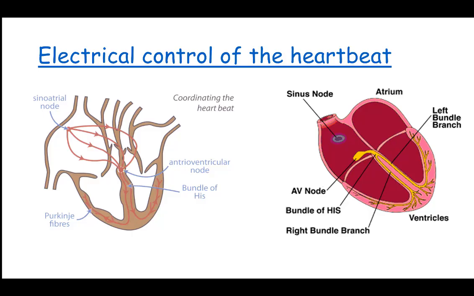Now this animation just shows what's happening then. If we look at the diagram on the right, we can see the SA node, which is just above the right atrium. It sends out the impulse and it spreads across the atria, and the atria contract. It then reaches the AV node, passes down the bundle of His, up the Purkinje fibres, and the ventricles contract. So across the atria, to the AV node, down the bundle of His, to the apex of the heart, up the Purkinje fibres, and then it spreads over the ventricles and the ventricles contract.